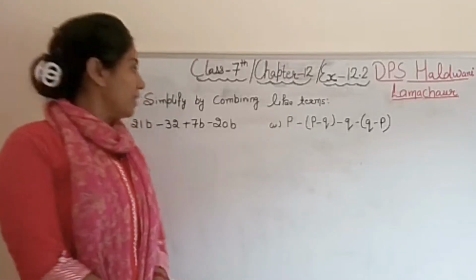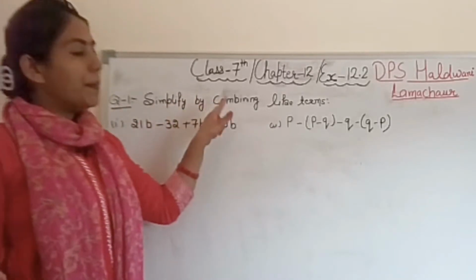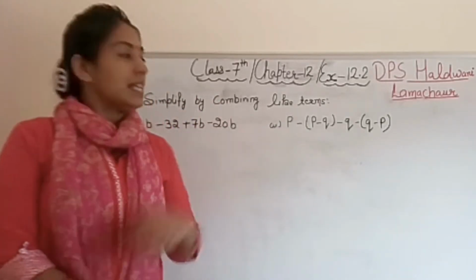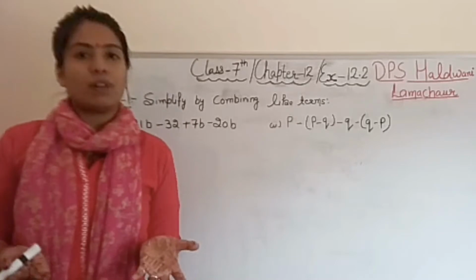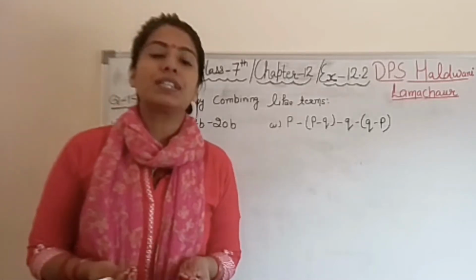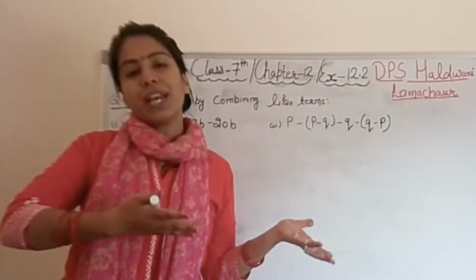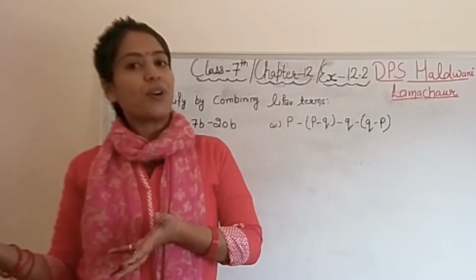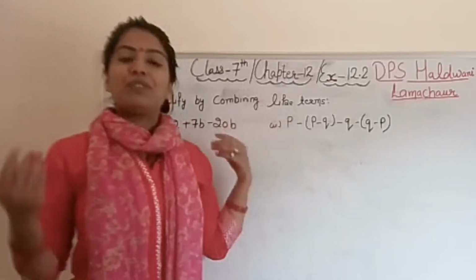Now question number 1 we have: simplify by combining like terms. Simplify means you have to solve. And when you solve, obviously the like terms you will solve together, unlike terms you will not solve, right? So you have to solve the terms.